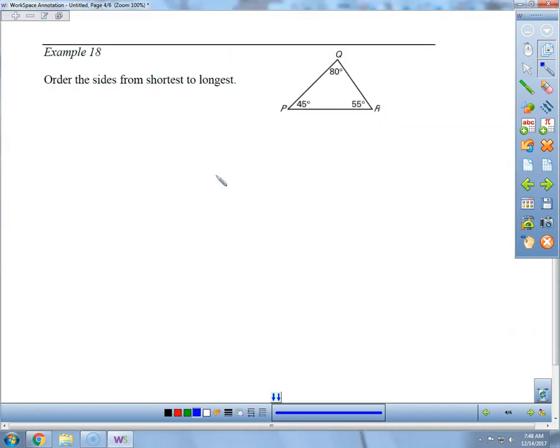So take a look at this one. Okay, order the sides from shortest to longest. Well, we know angle measures. Do we know the relationship between these angle measures? Yep. Shortest to longest. So shortest side is going to be opposite the smallest angle. Our smallest angle is 45 degrees. So our shortest side is QR. Let's see here. What else? 80 degrees. That's the biggest angle, isn't it? So it's opposite the longest side. PR is the longest side.